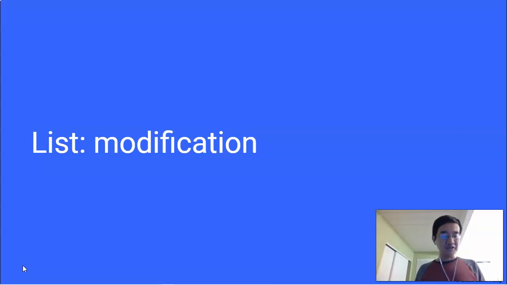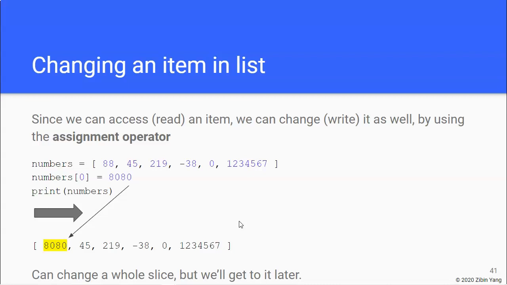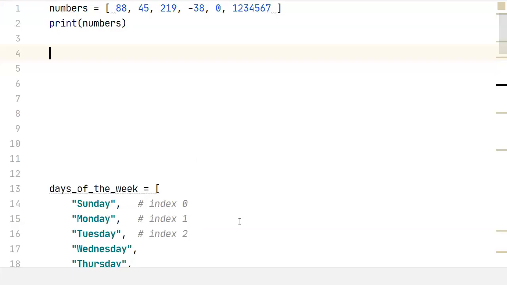Hi, in this video, I'd like to show you some ways to modify a list. So remember, we were able to access or read an element from a list before. If we want to change that element, as I've said before, the only way to change something is to use the assignment operator. So we can apply the same idea to change an element in a list.